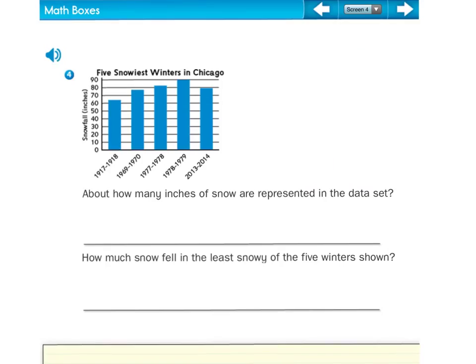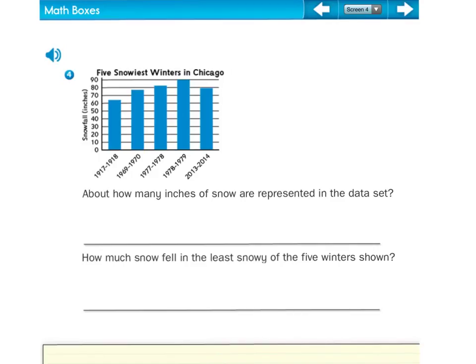Okay, question number 4. We're going to be looking at some bar graphs here. Just like we look at some data in science, we look at a lot of data in math as well. So we're going to use that bar graph to help us answer a couple questions. First thing is important, make sure you look at that title. What is it that I'm looking at?